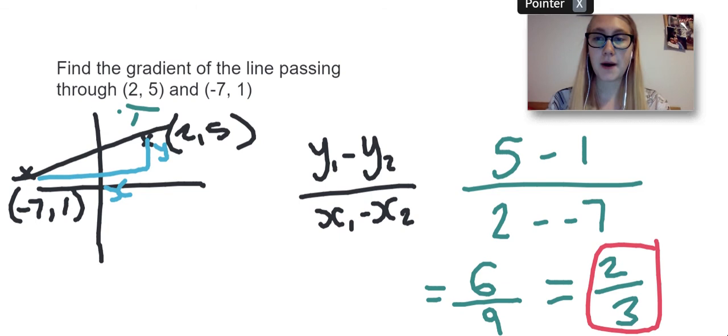So the gradient of the line that passes through these points is 2/3. And that's positive, as we checked, so that seems good.